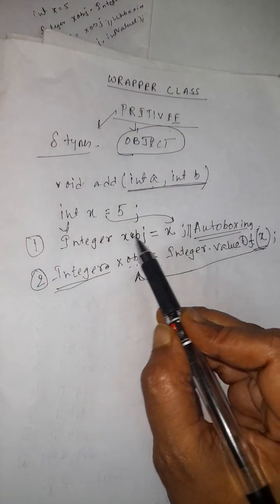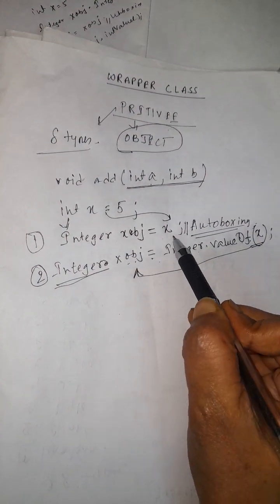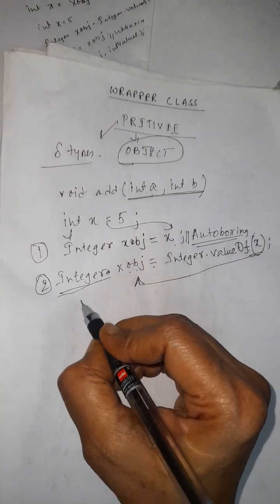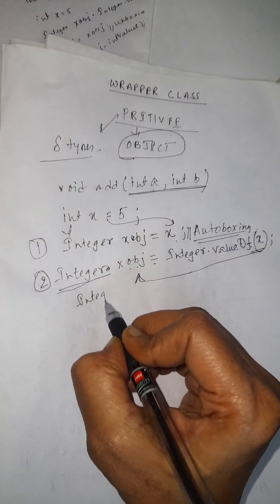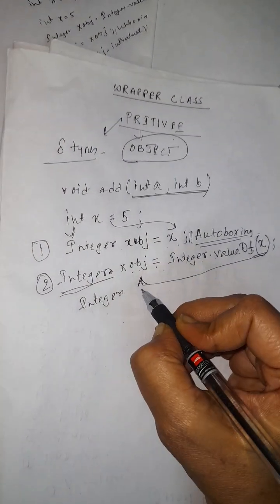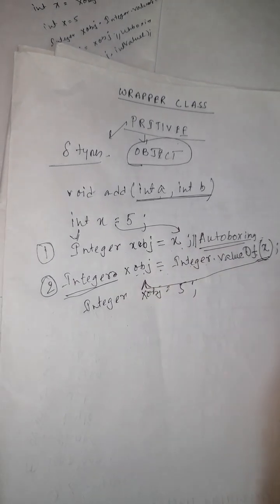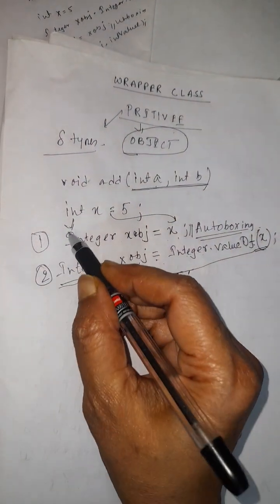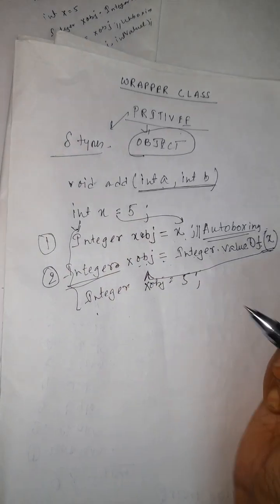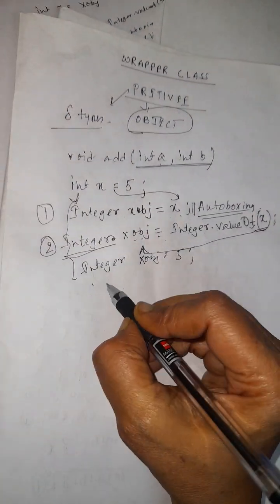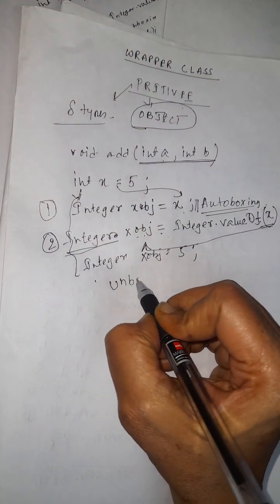Clear? So Integer xobj equal to, directly you can store the value, something like this also: Integer xobj equal to 5. This one you can also do. All these procedures are known as autoboxing. The reverse procedure is known as unboxing.